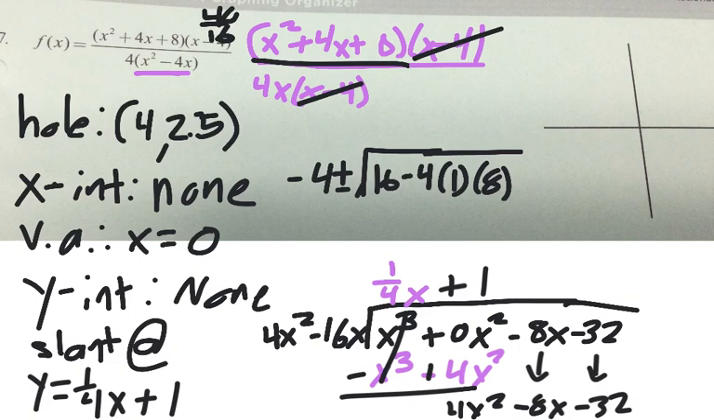So I'm going to put 1/4 x over 1. So when I cross multiply, 1 times the numerator is just the numerator. So x cubed minus 8x minus 32 equals, and now I've got to distribute 1/4 x plus 1 times 4x squared minus 16x. So 1/4 x times 4x squared is going to give me 1x cubed. 1/4 x times negative 16x is going to give me negative 4x squared.